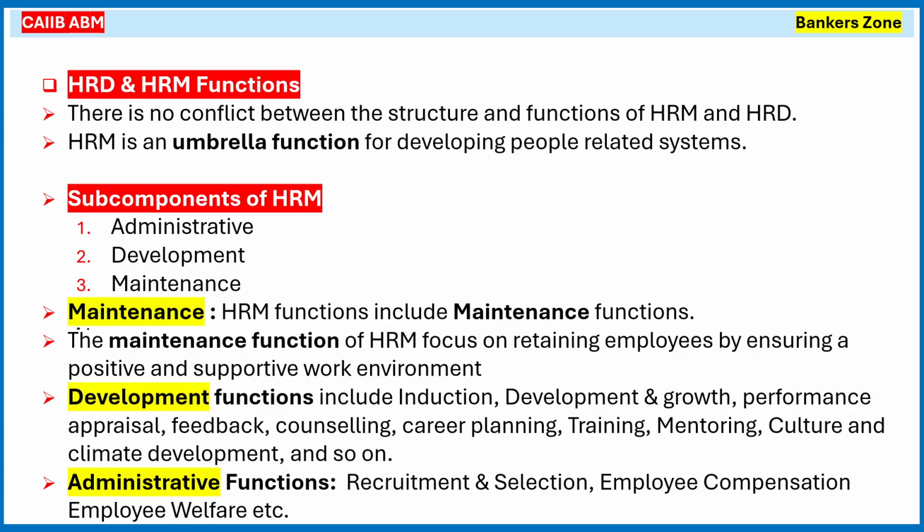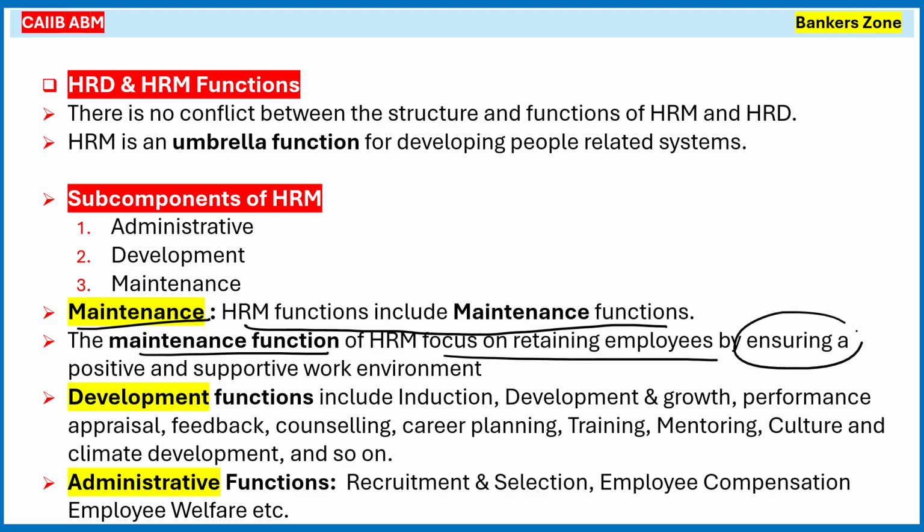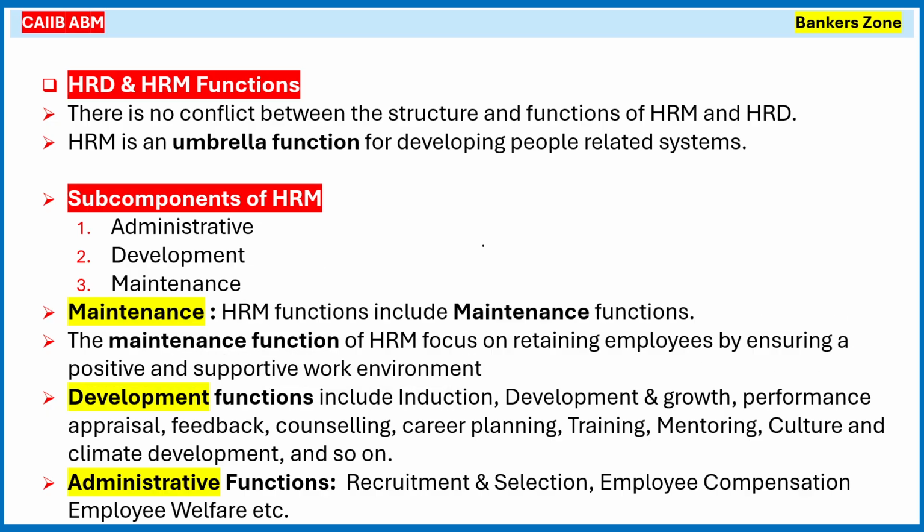Okay, what is maintenance? HRM functions include the maintenance function. What is the maintenance function? The maintenance function of HRM focuses on retaining employees by ensuring a positive and supportive work environment. Maintenance means we have to retain the employee within the organization by giving them good working conditions and a good work culture, so that the employee should not leave the organization. That is called maintenance.